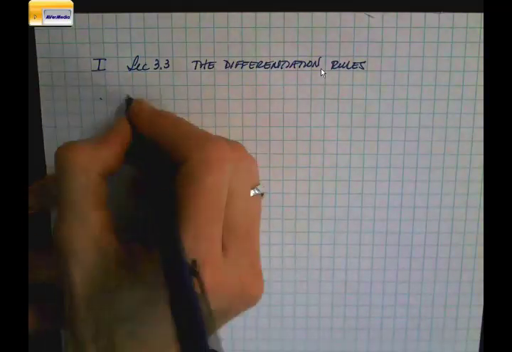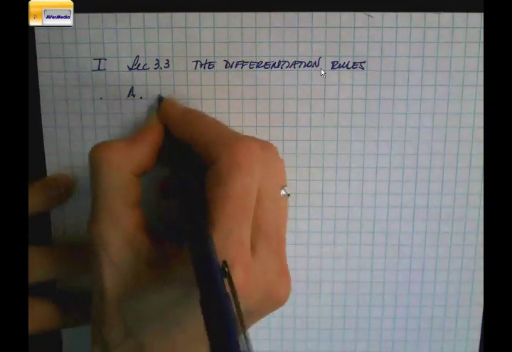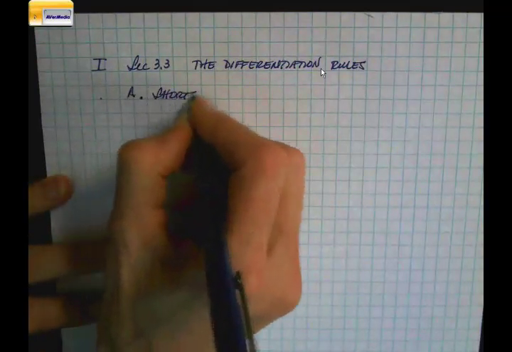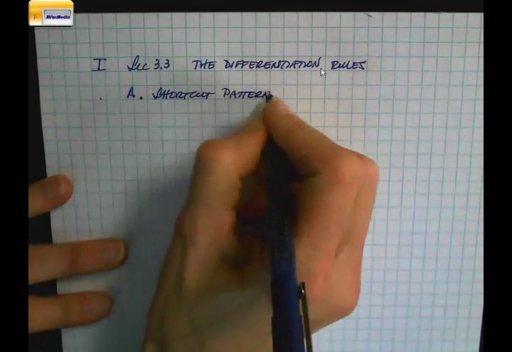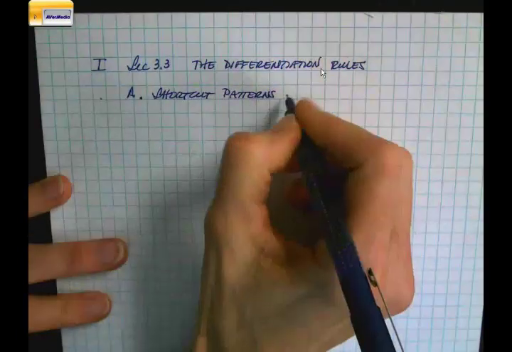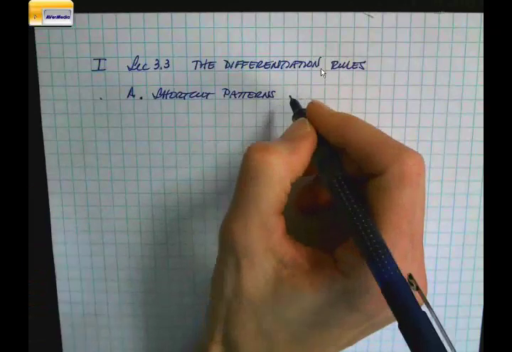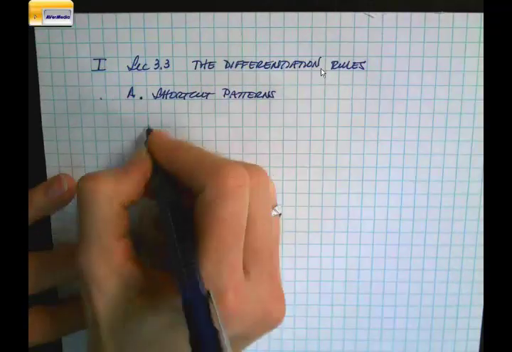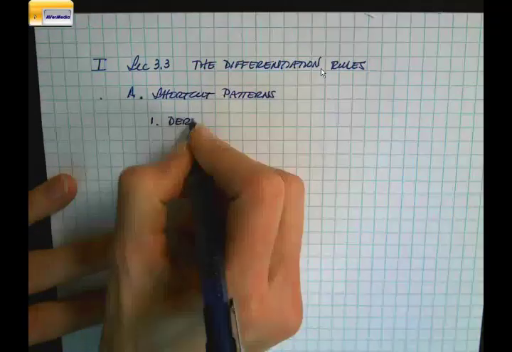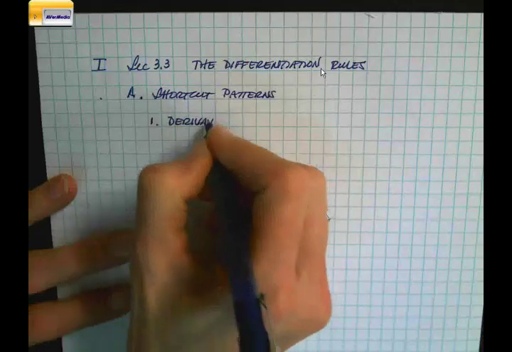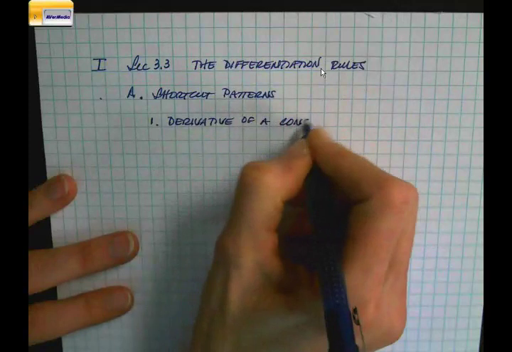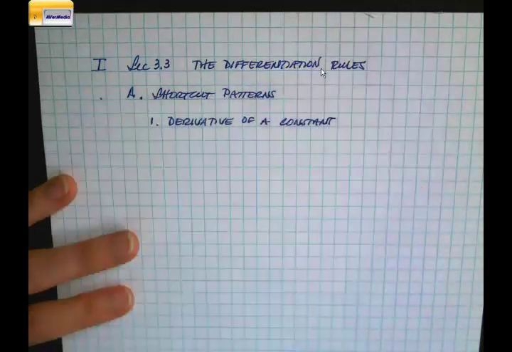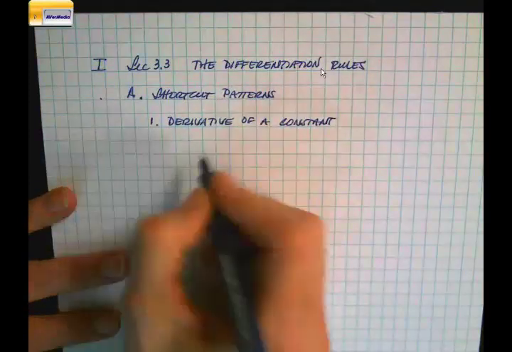So here's some of them. I'm going to call this part A. Shortcut patterns to evaluate the limit, or to evaluate the, let's call them shortcut patterns. Okay, the first one is called the derivative of a constant. The derivative of a constant.